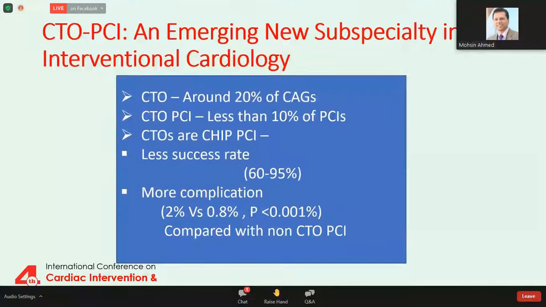CTO PCI, you know, around 20% of CAG are CTO, but CTO PCI is less than other PCI. CTO PCI has a lower success rate and more complications.